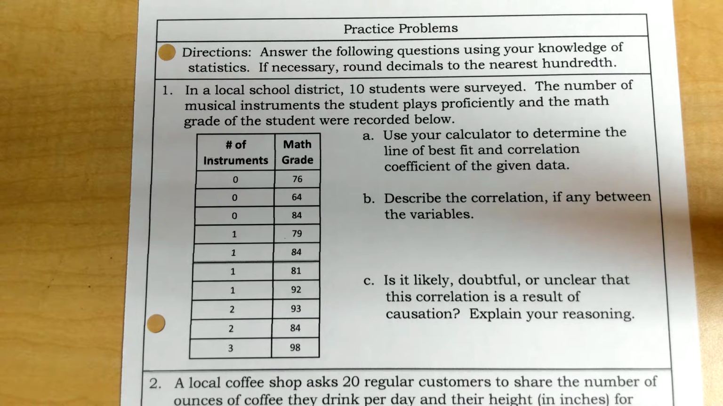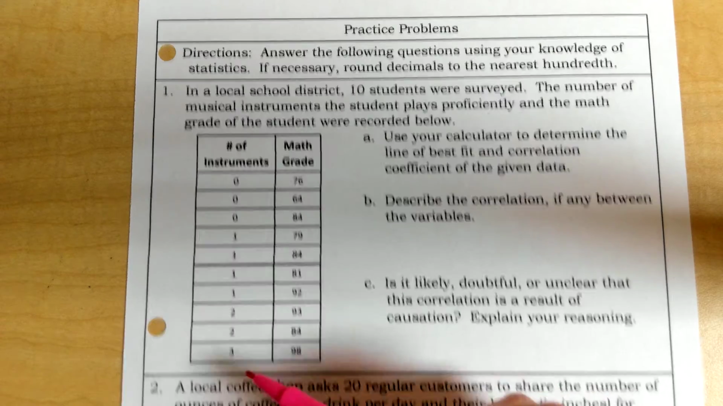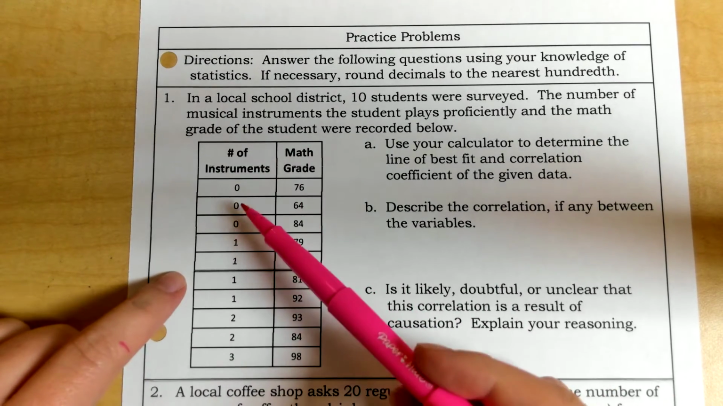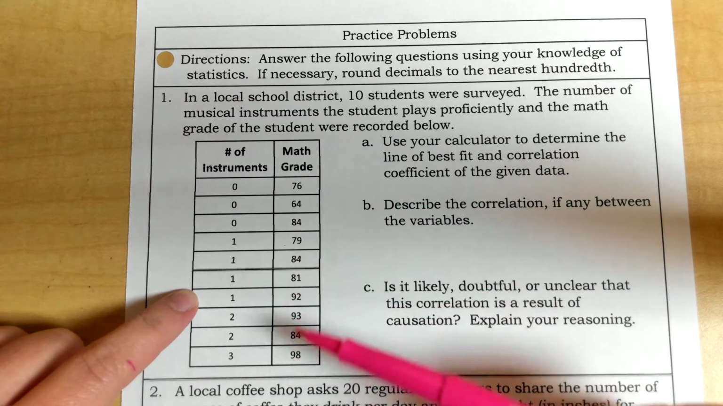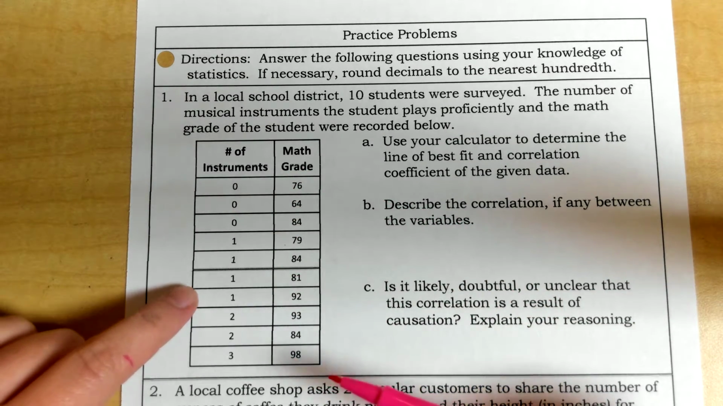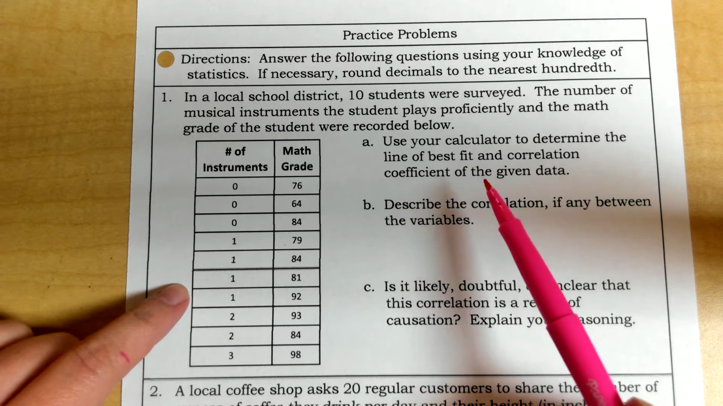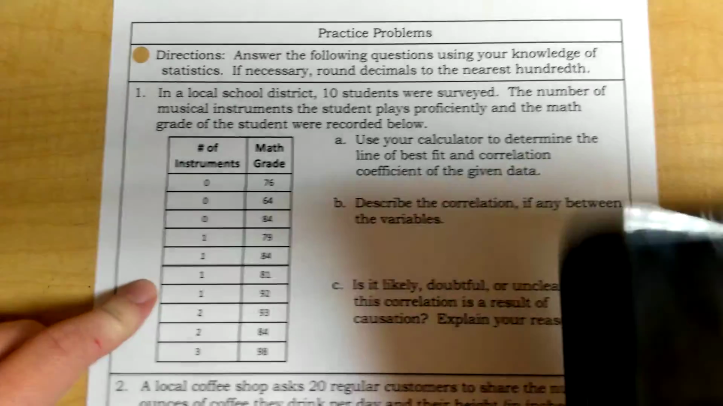Alright, so a couple practice problems dealing with our causation and our correlation. First off, we have a local school district. 10 students were surveyed here, and we have recorded the number of musical instruments that that student plays and their math grade. Okay, so we're going to use our calculator to determine the line of best fit and the correlation coefficient of the given data.